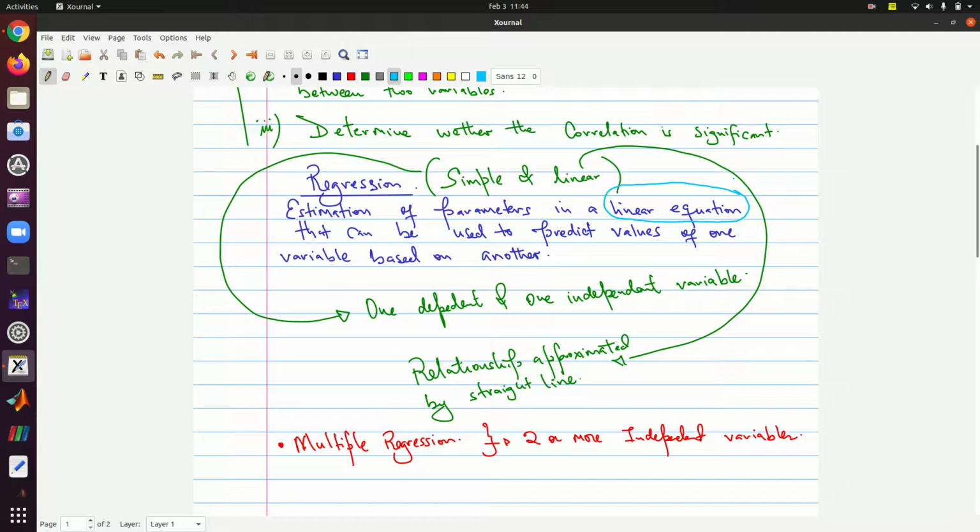Simple in this case means we are only referring to two variables. We are looking at the relationship between only two variables. Of course, in the real world it is not as simple as this, that it is just two variables, one depending on the other. You can have one which is dependent on multiple factors.